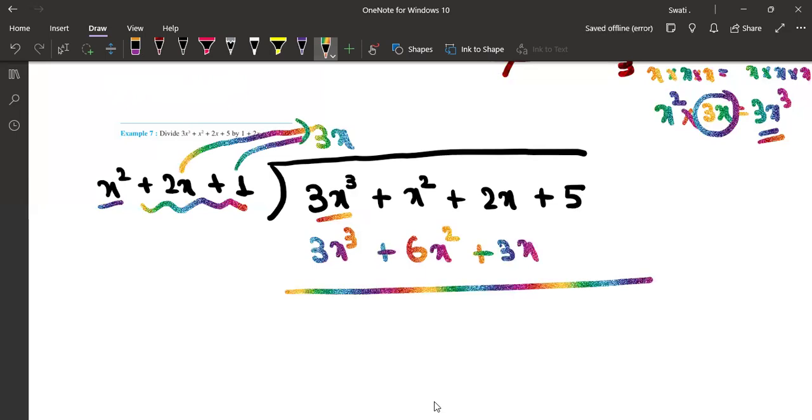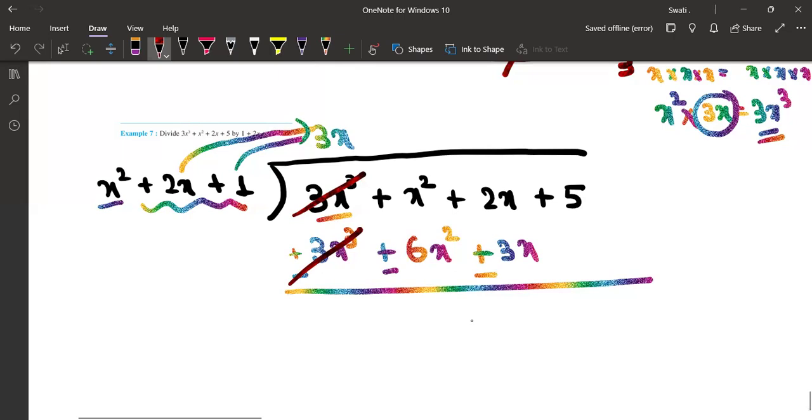And then, of course, we are going to subtract this. When we subtract, we change the sign. Here, there is no sign, that means it is a plus sign only. So plus will become minus. This plus will become minus, and this plus will also become minus. Now, I hope it is very clear that this plus 3x cube and minus 3x cube will get cancelled because that will be 0.